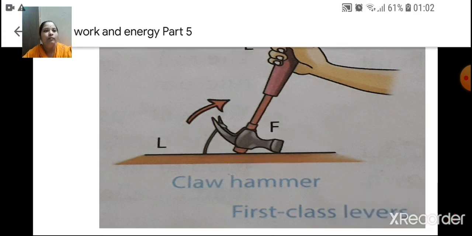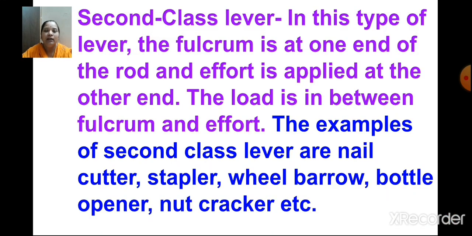Now, second class lever. In this type of lever, the fulcrum is at one end of the rod and effort is applied on the other end, and the load is between the fulcrum and effort. The examples of second class lever are nail cutter, stapler, wheelbarrow, bottle opener, nut cracker, etc.